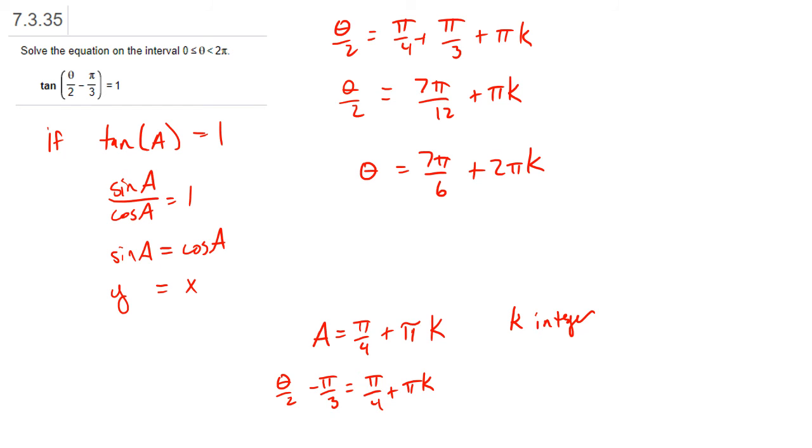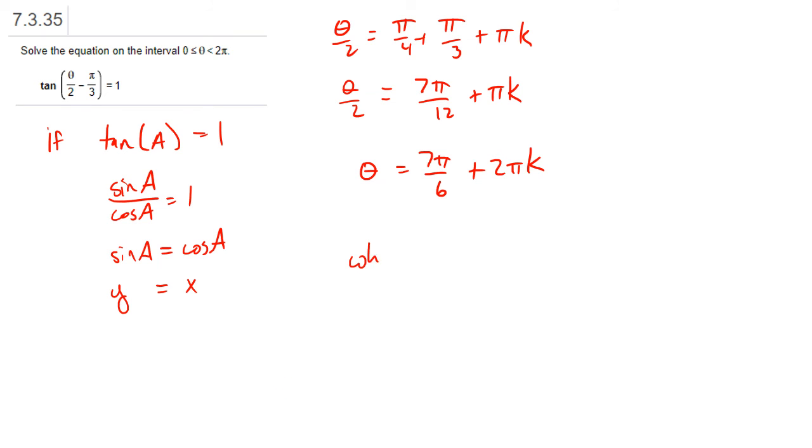And now that we have found all possible solutions, we move on to ask which ones are in our interval. The interval in this problem is that theta should be between 0 and 2 pi. That's kind of the standard, but it's by no means the only possible interval that we could be looking in. Okay, so which k's give a theta in between 0 and 2 pi?